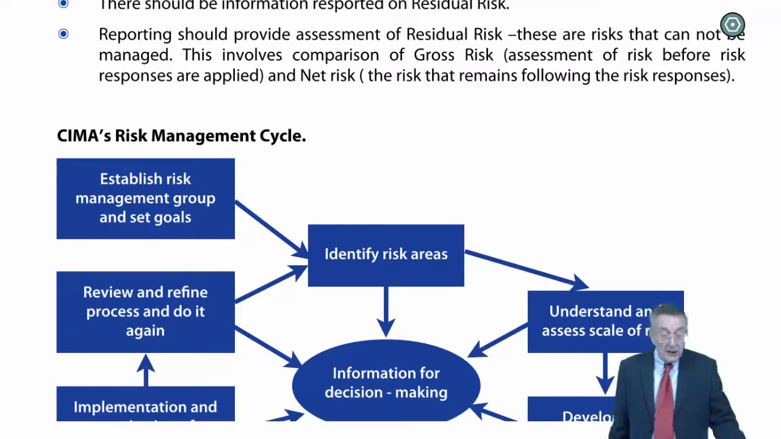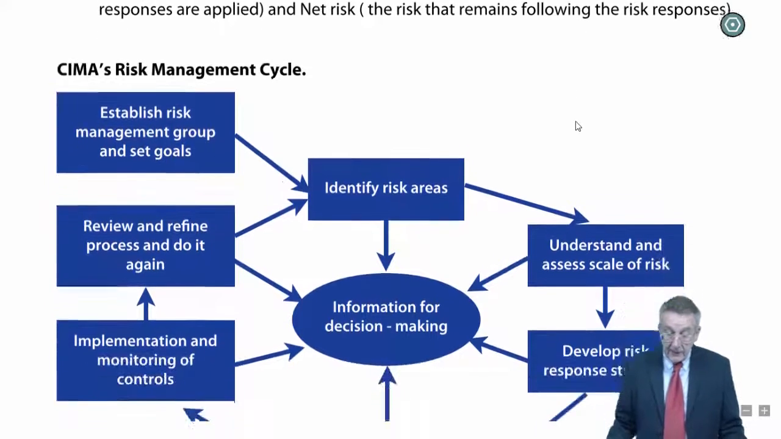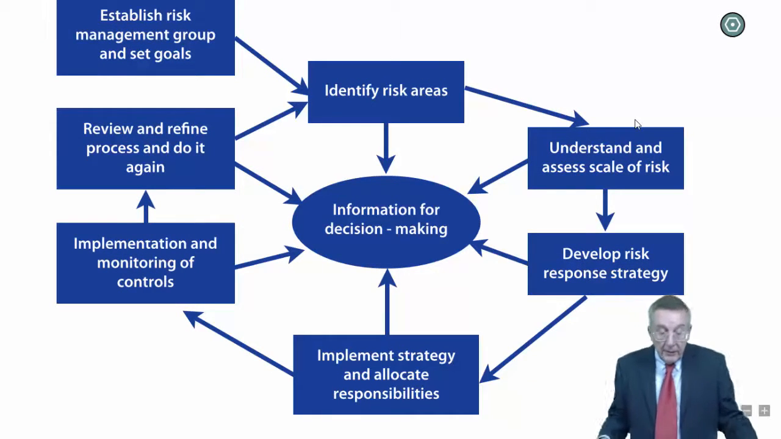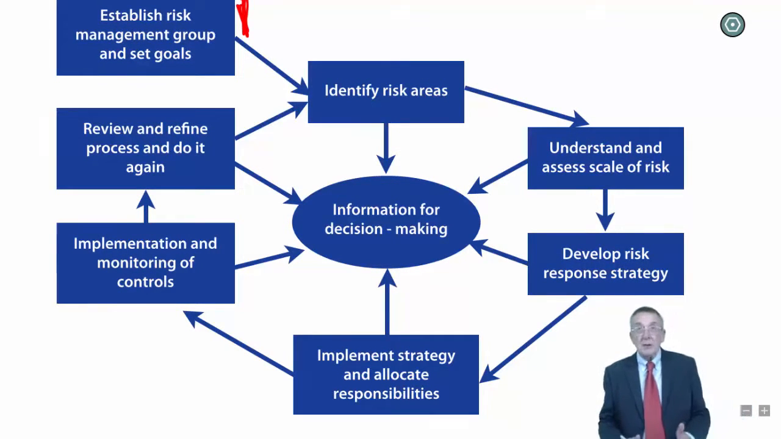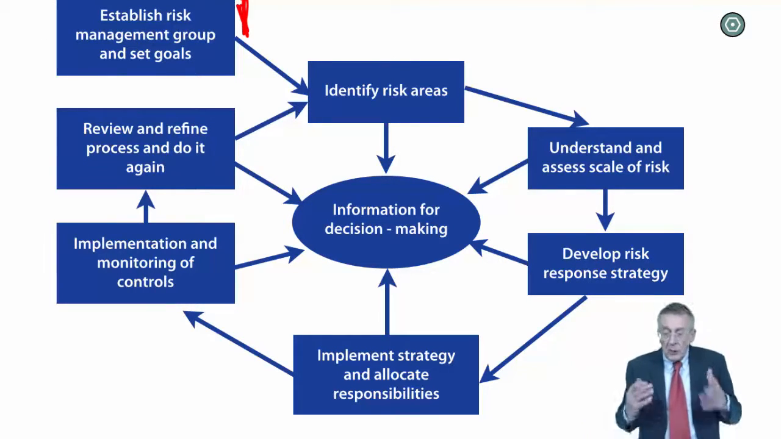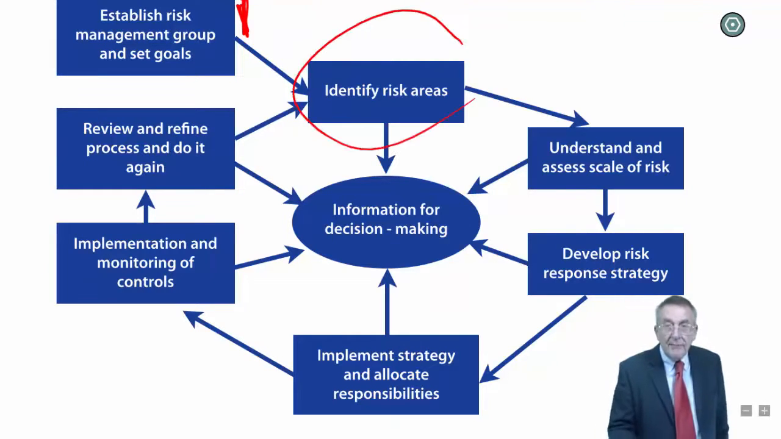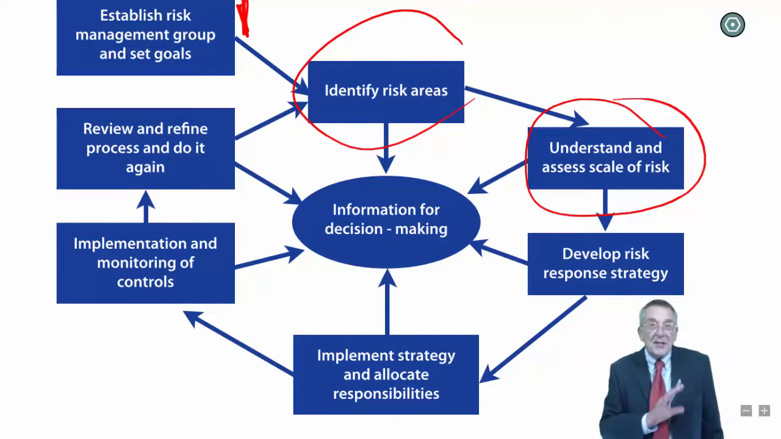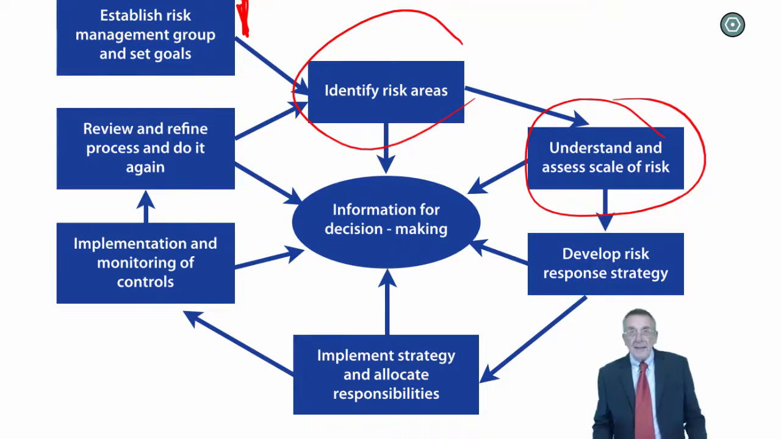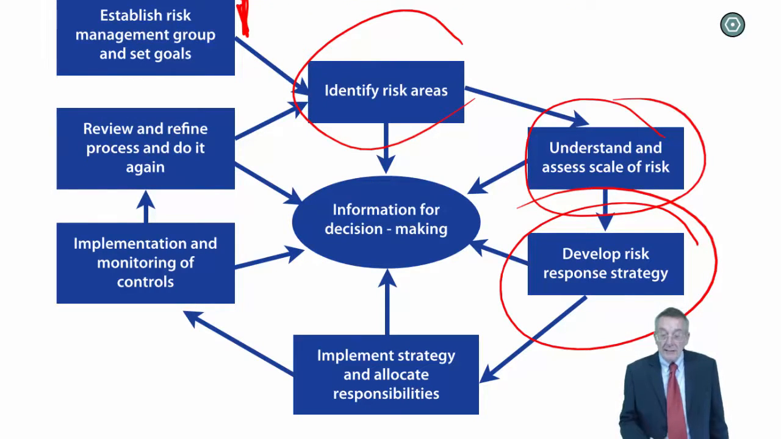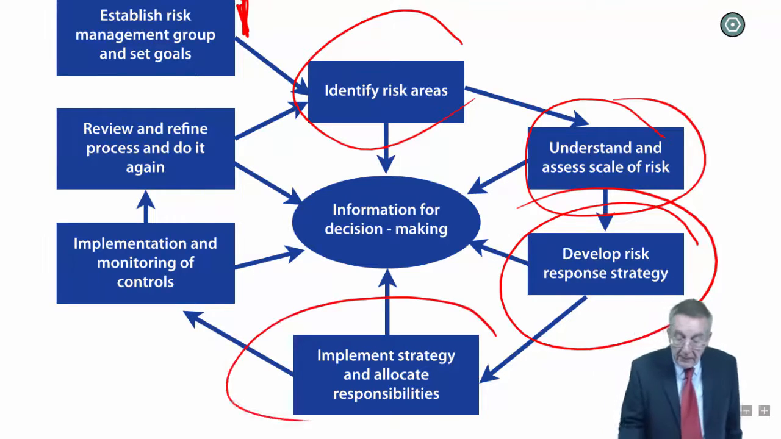And you've got that sort of flow chart there, the risk management cycle, where it goes round and round in that we establish the risk management group and set goals. So we need a group of people who are doing this for us. Set our goals. What is our risk appetite? They're going to identify the risk areas. We need to understand and assess the scale of the risk. Is it high risk, low risk, big consequences, minor consequences? We need a strategy for how we're going to respond to all the risks that have been identified. And we need to implement it.